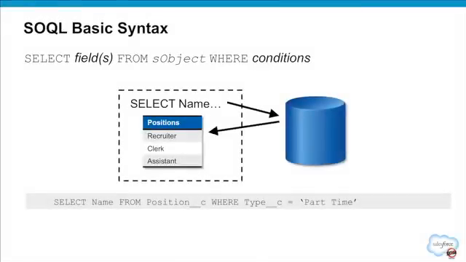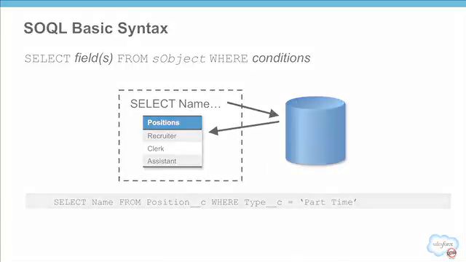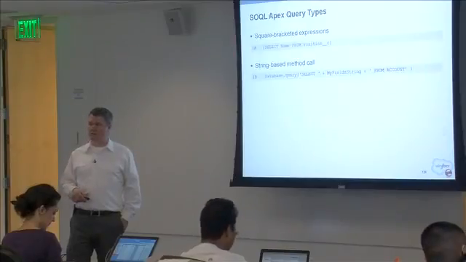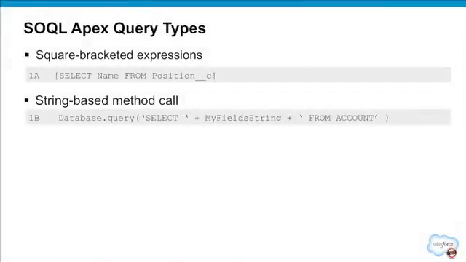So the idea here is that if I execute my SOQL query, I get back a list of records. And here, in this case, I'm selecting name from position where type equals part-time. I get back a list of positions. An important thing to understand about SOQL and the data that you get back is that you get back a strongly typed result. You do not get back a generic result set. You get back a list of positions. Okay? There are two ways that you can execute your queries. One is to surround your query with square brackets. The other way is to build it up as a string and then to execute the query using the Database.query method. Okay?